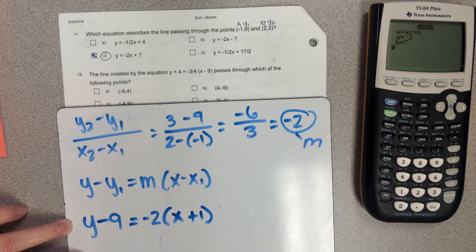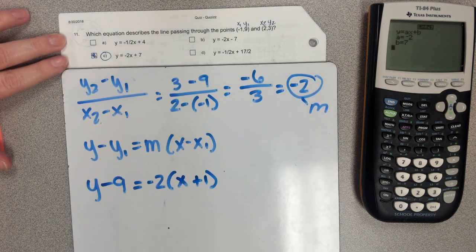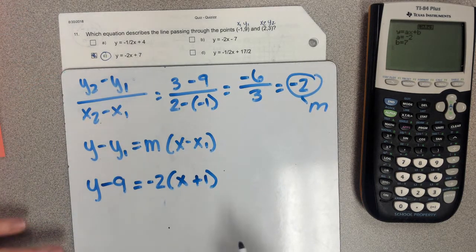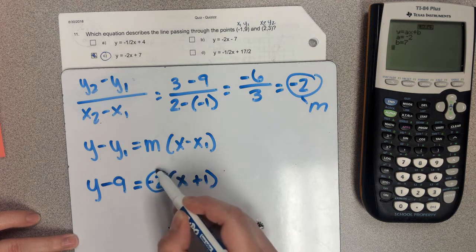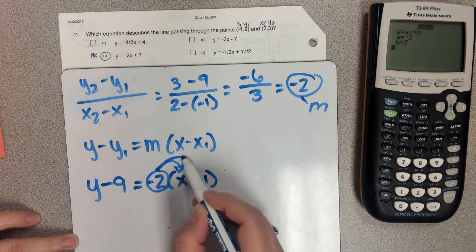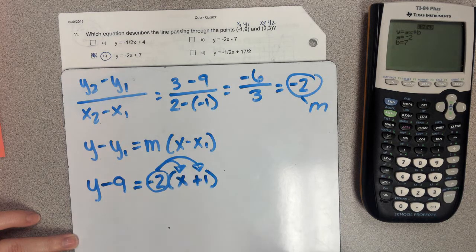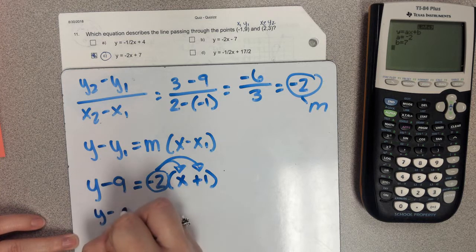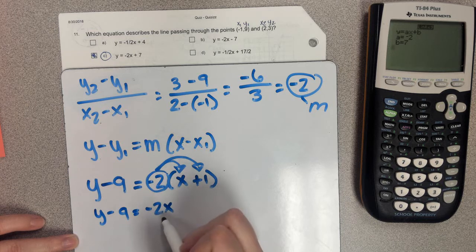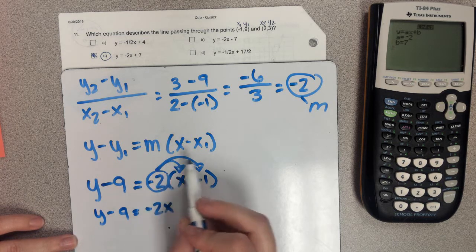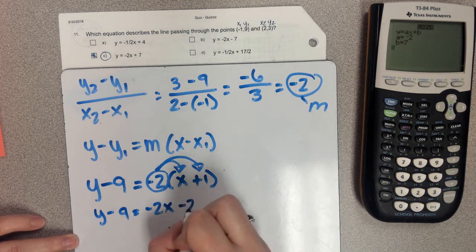Okay? Now, wait, Ms. K, that's not there. Well, I can simplify. First thing we need to do is solve for y. We have to distribute. What I mean by distribute is multiply to everything inside that parentheses. So it becomes y minus 9 equals negative 2x, because negative 2 times x is negative 2x. Negative 2 times 1 becomes negative 2.